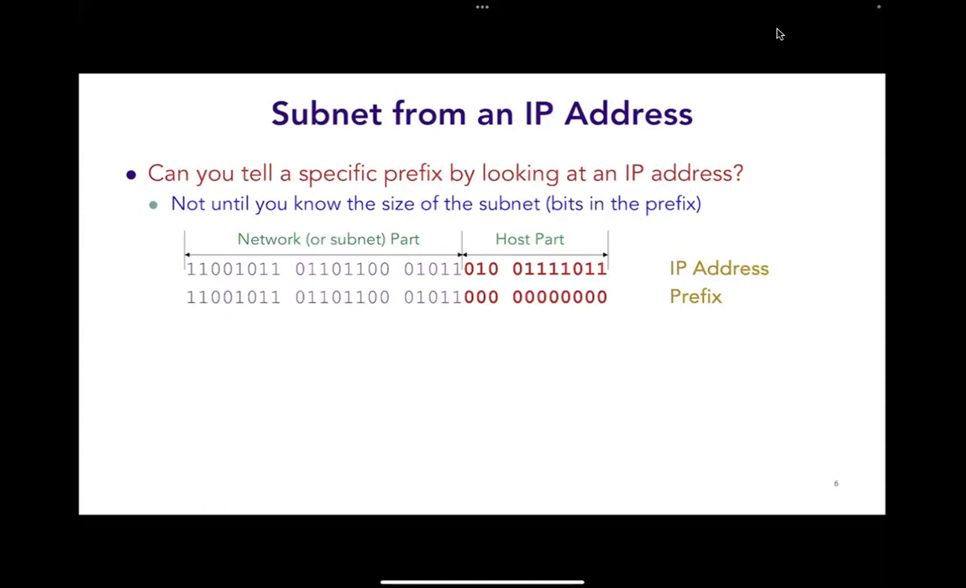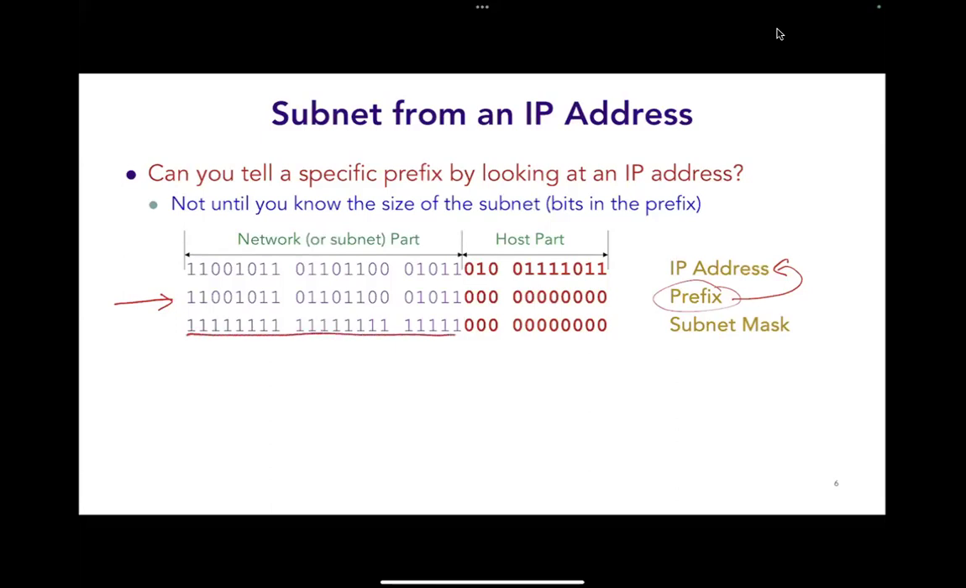Okay, so a prefix which covers this IP address, and many other IP addresses like this one with the same network portion, is shown here. This prefix is shown here. And there is another terminology which is used, called the subnet mask, which is obtained by using all ones for the network part and all zeros for the host part.